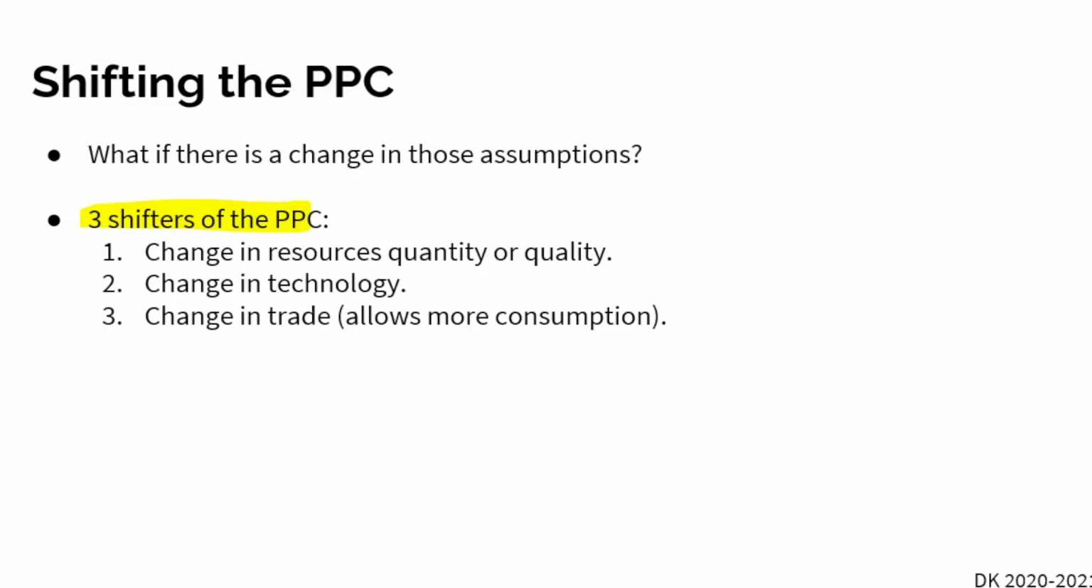There's a change in technology, right? Let's say there's a change in technology that allows for more production of goods. Well, that's also going to shift our PPC outwards. Also, a change in trade, right? Because this is one thing that we're going to stress in this class: trade helps. Trade allows countries to consume beyond their capabilities, beyond their PPC. So if one of these 3 things changes, our PPC is going to shift: if there's a change in resource quantity or quality, a change in technology, and or a change in trade.